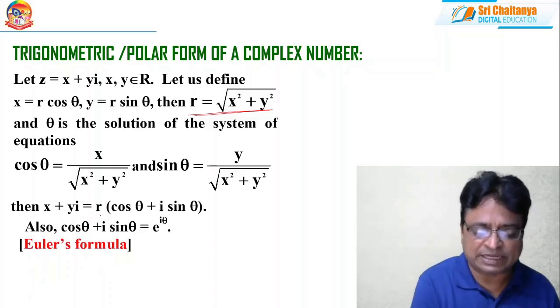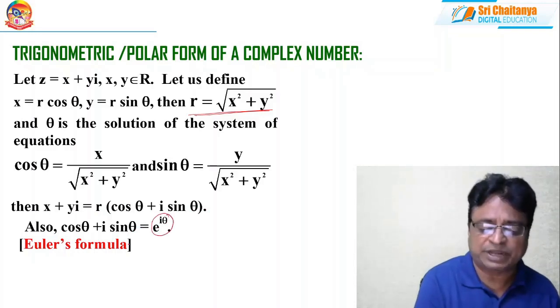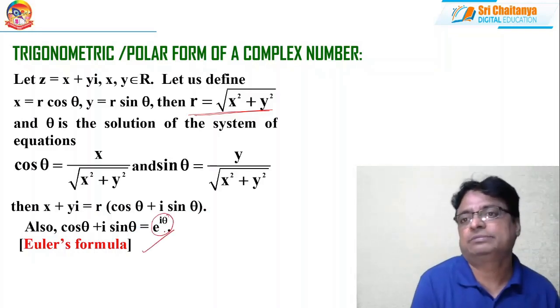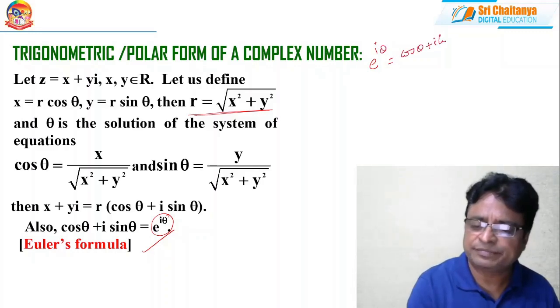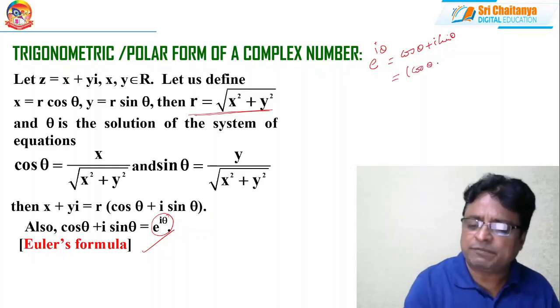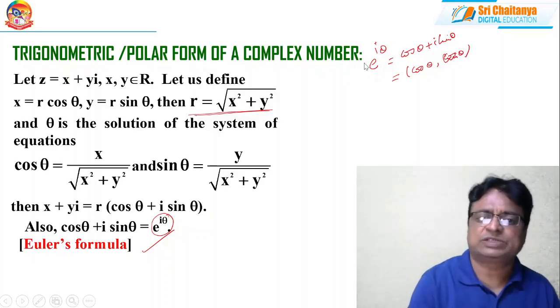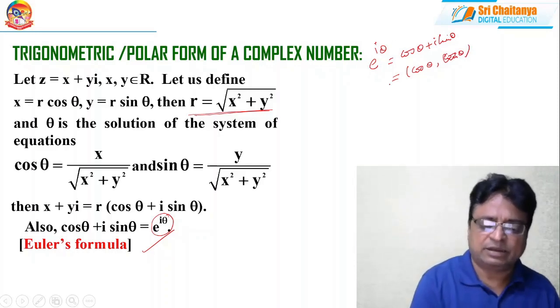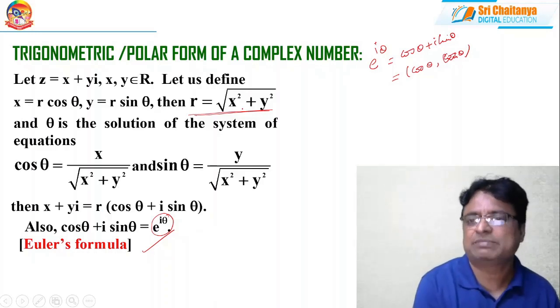Therefore, x plus iy, I can write as r into cos theta plus i sin theta. Also, this cos theta plus i sin theta we can represent with e power i theta. This is called Euler's formula. So, as per Euler's formula, what is e power i theta? That is cos theta plus i sin theta. This is complex notation. Or the coordinate form is the ordered pair cos theta, sin theta. Okay, e power i theta. This is Euler's form. Here cos theta and sin theta, and here r is what? This r is the modulus of the complex number.